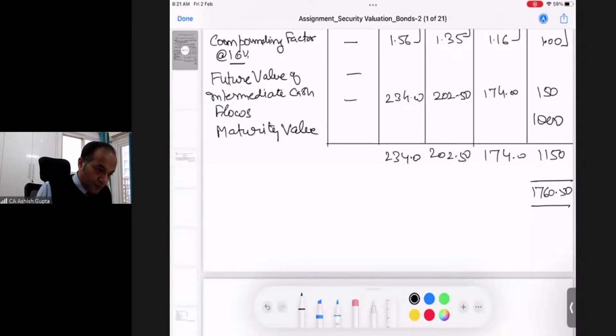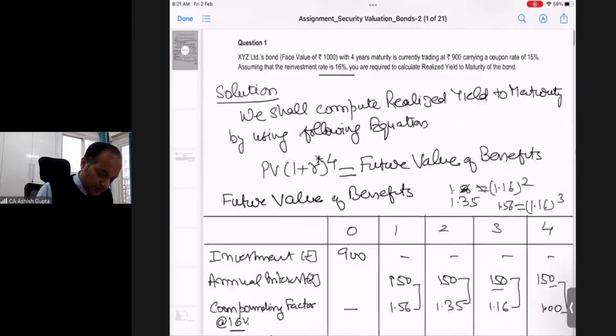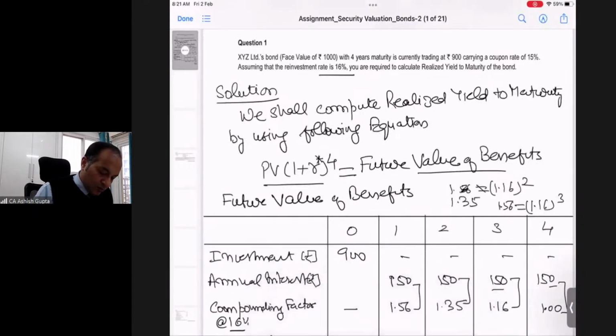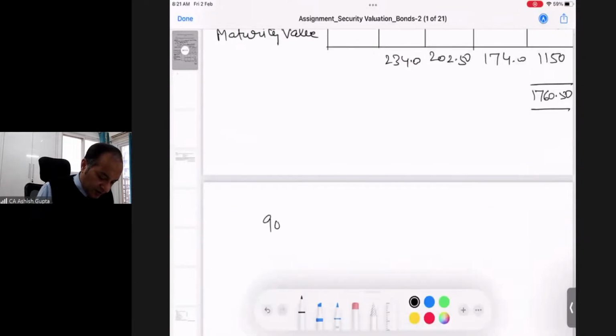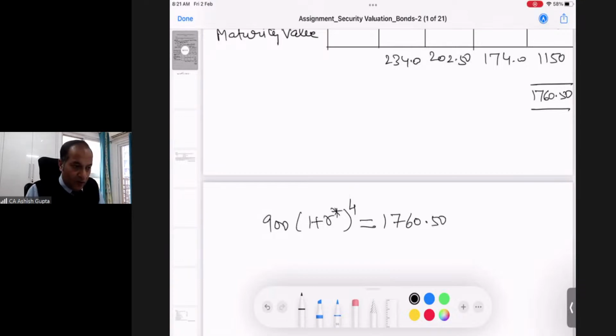Now students see, accordingly now we shall use this equation. Okay, future value benefit. So presently we are investing 900. We want to compute the realized yield. The duration is 4 years, and overall we are getting the amount of 1760.50. Okay, we solve the same.